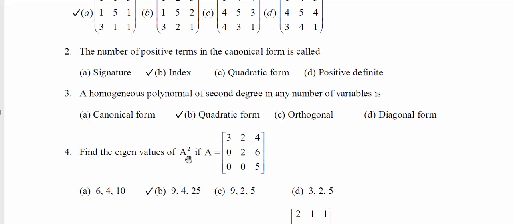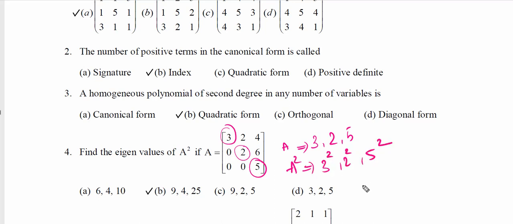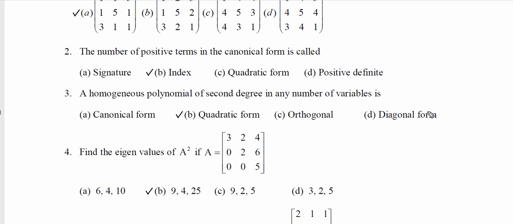Find the eigenvalues of A square. Here this matrix is an upper triangular matrix. For an upper triangular matrix, the diagonal elements are the eigenvalues. So 3, 2, 5 are the eigenvalues of A. For A square, 3 square, 2 square, 5 square will be the eigenvalues. So 9, 4, 25 are the eigenvalues of A square.